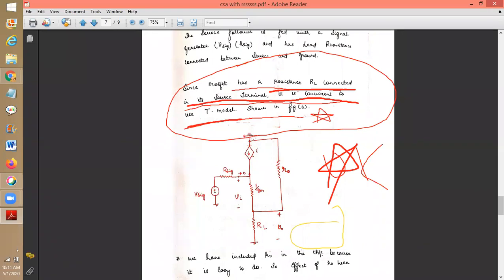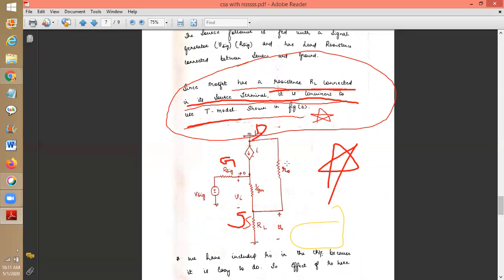So we have V signal, R signal, and this is the dependent current source at the drain. Mark the drain here. So this is drain, gate, and source. And from the gate to source, here I will show 1 by gm. From the gate to drain, I will show the dependent source, and from the source we will attach the resistance RL. What is this R0?